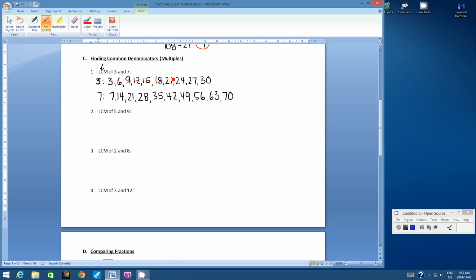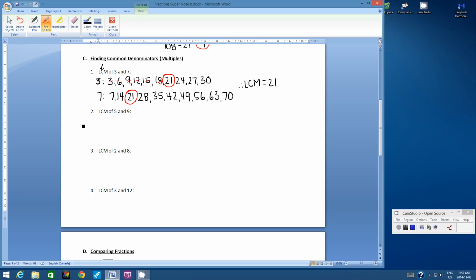21. So let's look at 21 and 21. 21 appears in both lists. And because it's the first number that appears in both lists, that is the lowest common multiple. So don't forget our conclusion statement over here. Therefore, lowest common multiple equals 21. So it's pretty simple. It just requires a little bit of work.